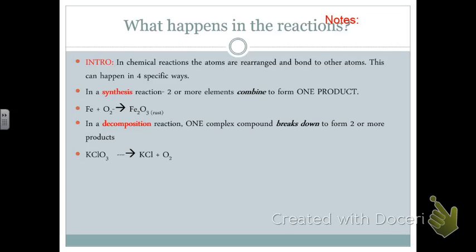In a decomposition reaction, it is the opposite of synthesis. It is the reverse of synthesis. So you have one complex reactant that you are starting with, a compound, in this example, potassium chlorate. It is breaking down to its parts, the compound and the element that made the larger molecule, so potassium chloride plus oxygen. So you can recognize decomposition because you start with only one reactant. You have no plus sign on the reactant side of the equation.